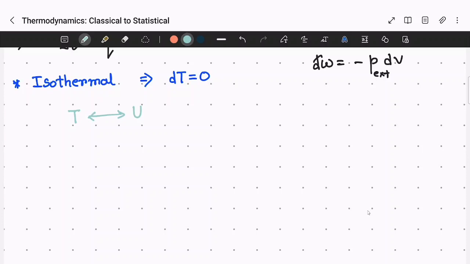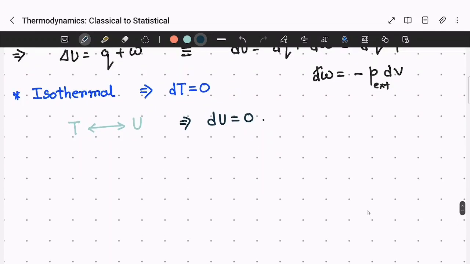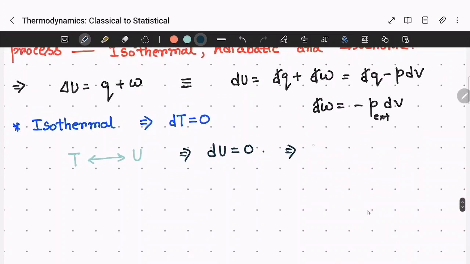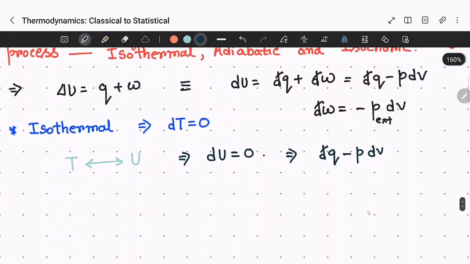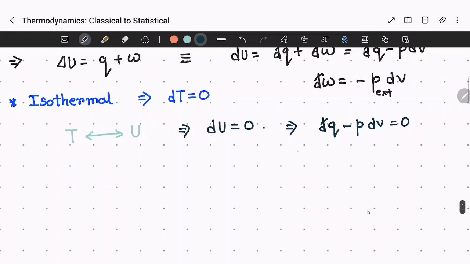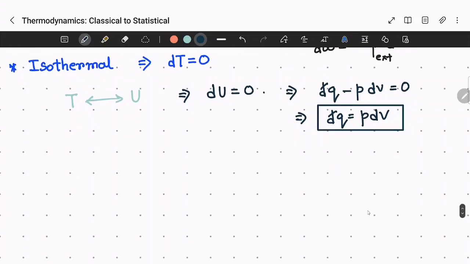Now, if dT is 0, essentially it means that for isothermal processes, dU is 0. Clear? If dU is 0, then the first law will be d cross Q, sorry, not plus, minus p dV equals 0. Means d cross Q equals p dV. So this is our reduced first law for the isothermal case.